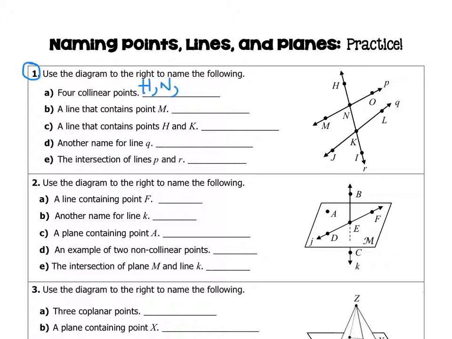On line R, I see that 4 collinear points are H, N, K, and I. Can you name 4 collinear points from a different line? Moving on to B, let's look for a line that contains point M. So if I look for point M, I notice that that's on line P. For C, I'm looking for a line that contains points H and K. So H and K are both on line R.